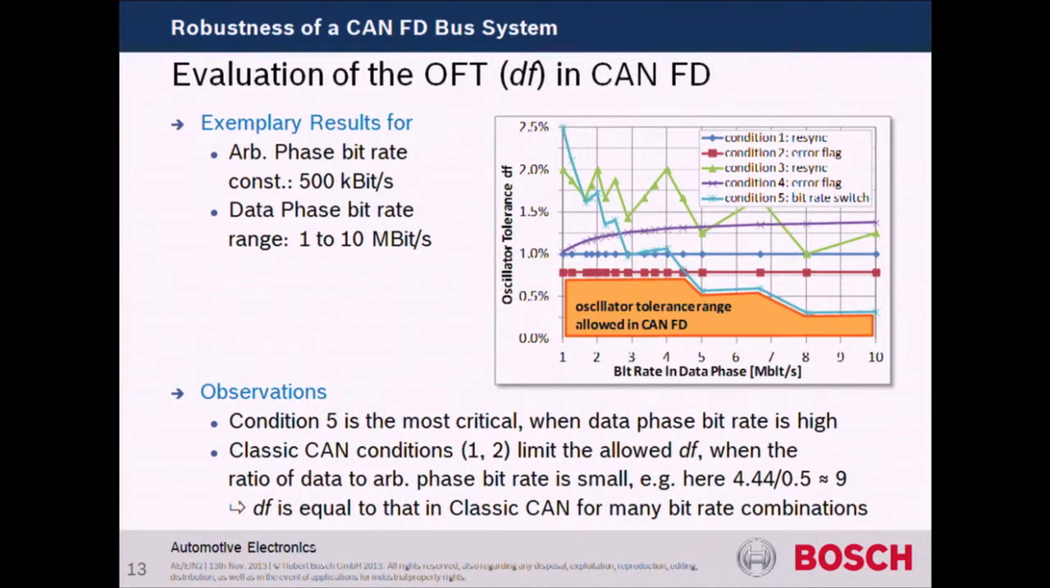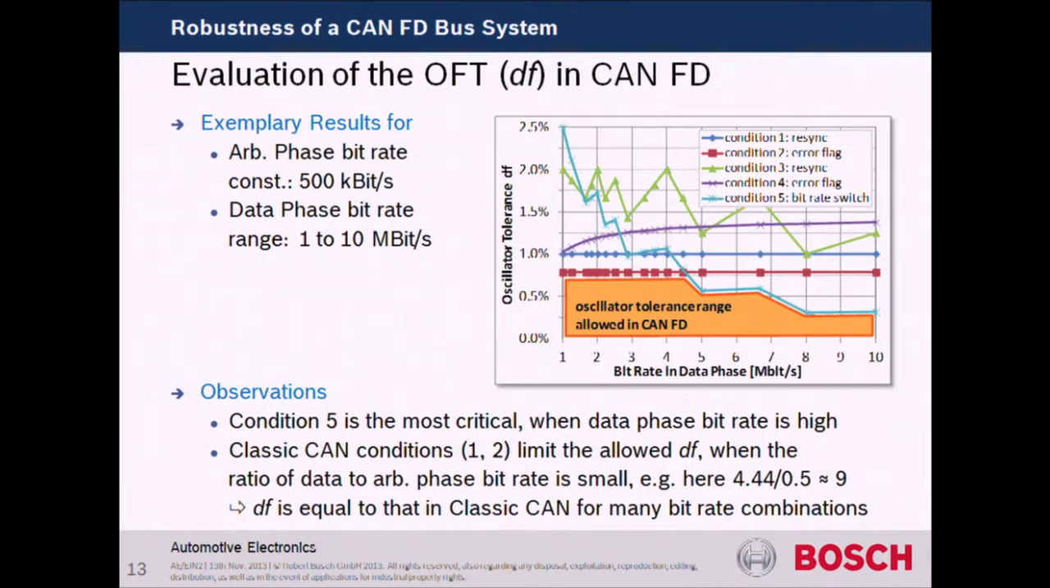And I took an arbitration phase bitrate of 500 kilobits, and data phase bitrates in the range of 1 to 10 megabits, because the arbitration phase bitrate is quite common, therefore this example. And on the right side, we see the results. We see on the vertical axis the oscillator tolerance, this df, and on the horizontal axis the bitrate in the data phase. And we see 5 curves because we have 5 conditions, and we just calculate the result of the equation and plot it here.